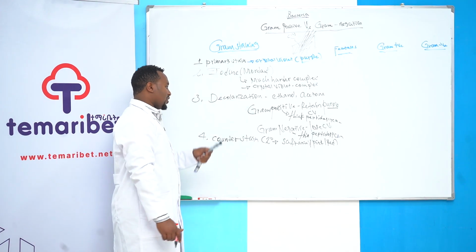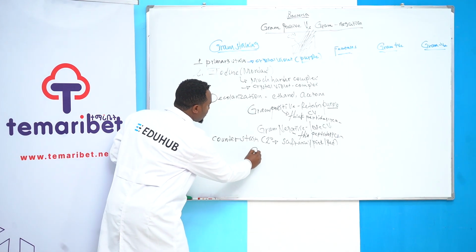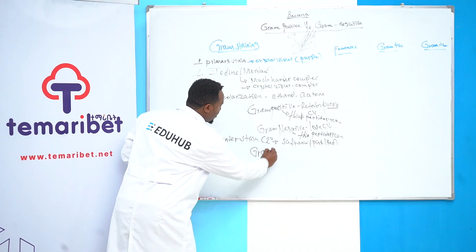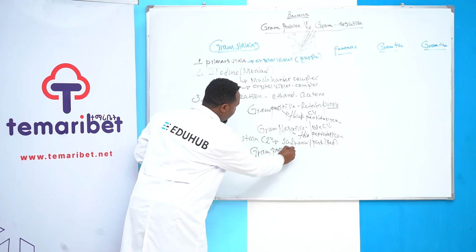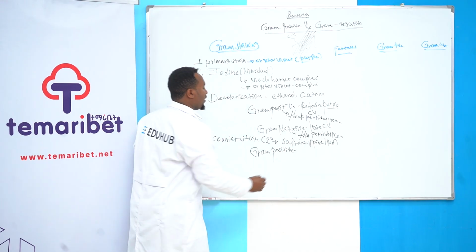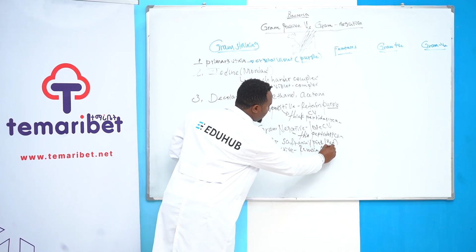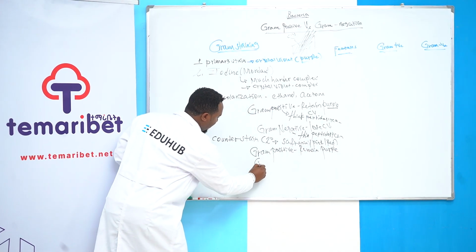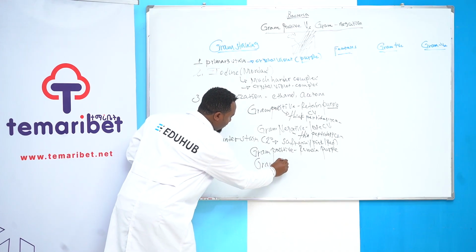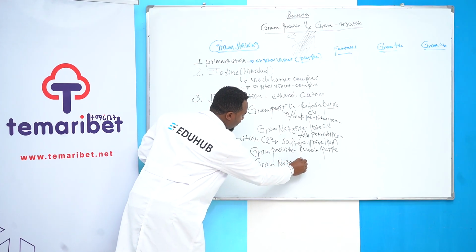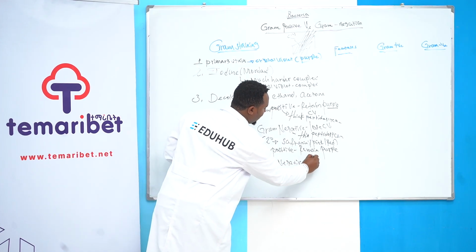At the counterstain, what do gram-positive bacteria become? Gram-positive bacteria remain purple. And the gram-negative bacteria become pink.